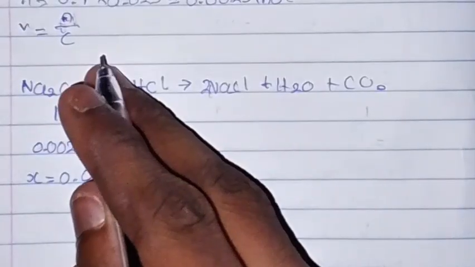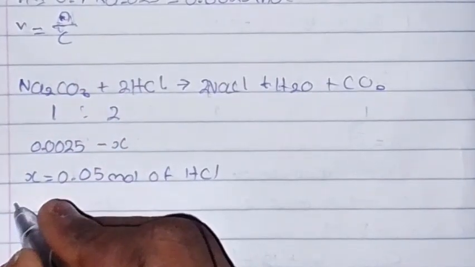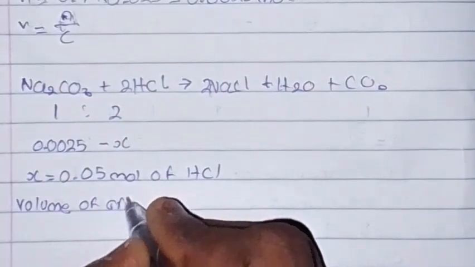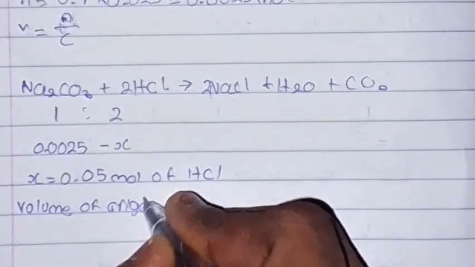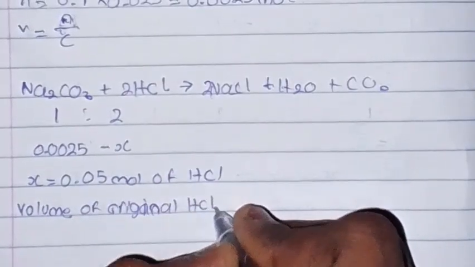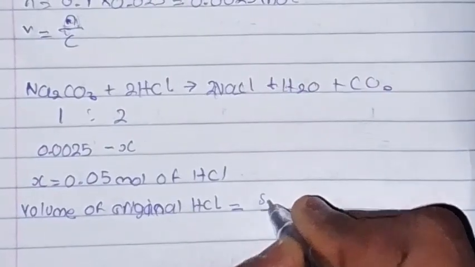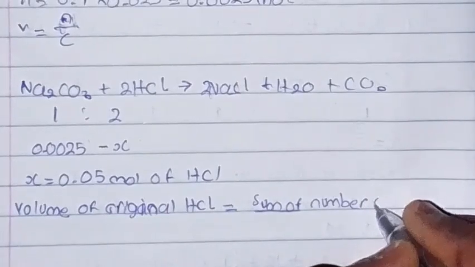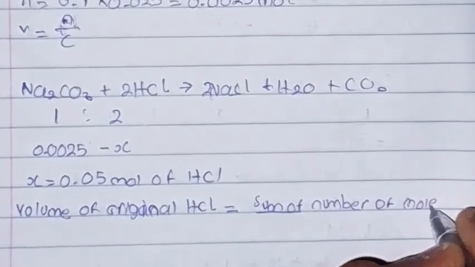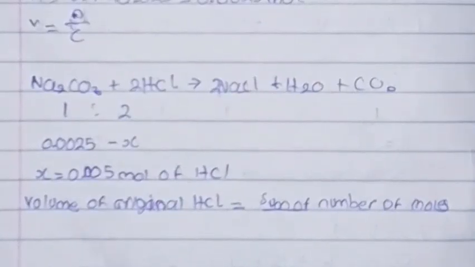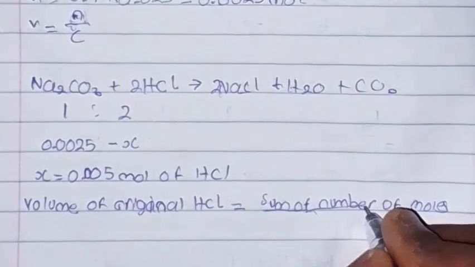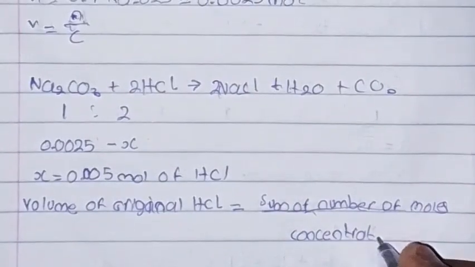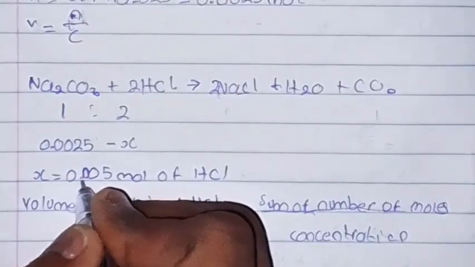Now I'm going to use this formula: volume is number of moles divided by concentration. First off, the volume we are dealing with is the volume of the original HCl. For the original HCl, it will be a sum of the number of moles in both reactions, divided by concentration. They give us the concentration in the question as 0.1.